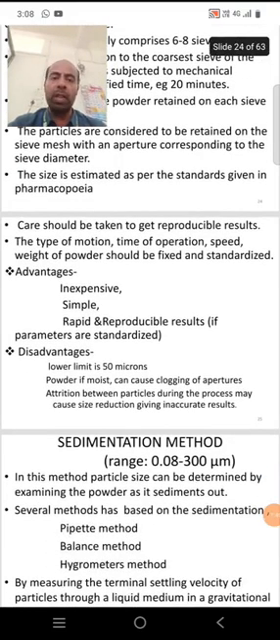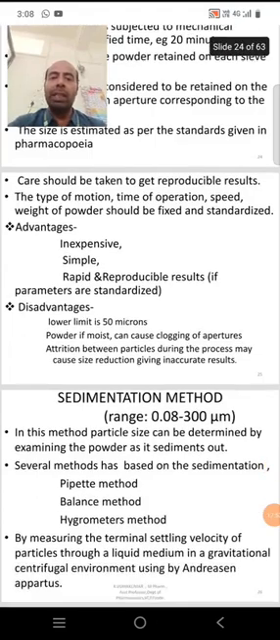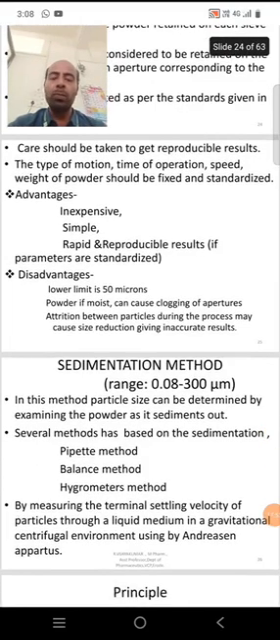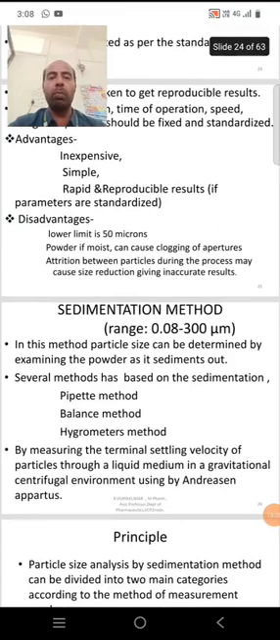Advantages: this method is inexpensive, simple, rapid and gives reproducible results. Disadvantages: lower limit is 15 microns, and if powder is moist, it can cause clogging of apertures. Attrition between particles during the process may cause size reduction, giving inaccurate results.